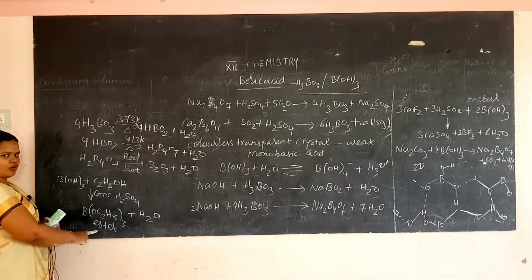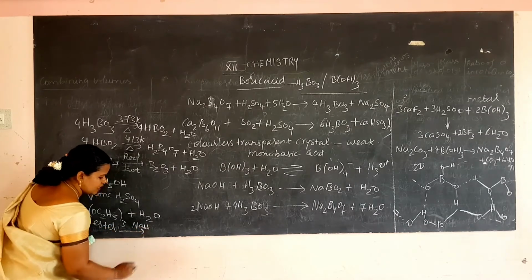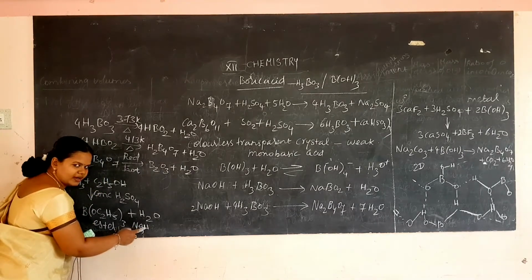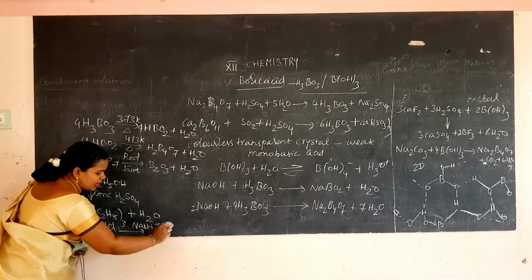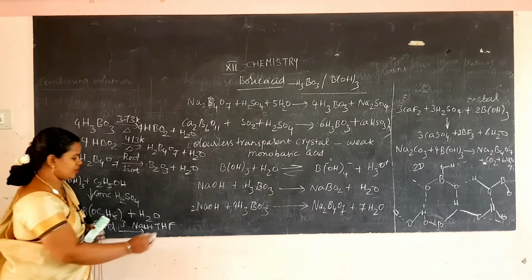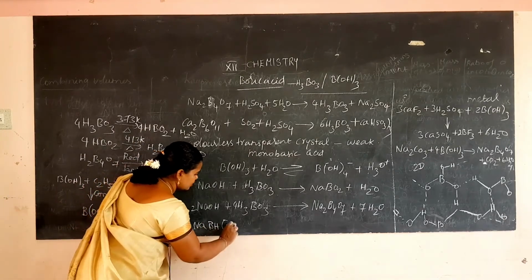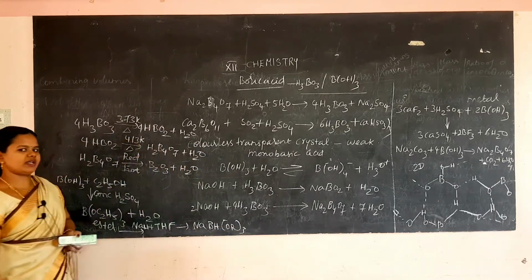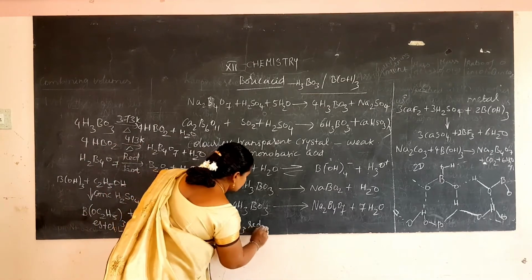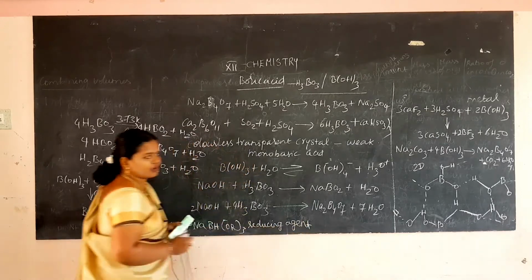This trialkyl borate, when it reacts with sodium hydride in the presence of tetrahydrofuran, THF, will form a product like NaBH(OR)3. Okay, NaBH(OR)3. This is used as a powerful reducing agent.